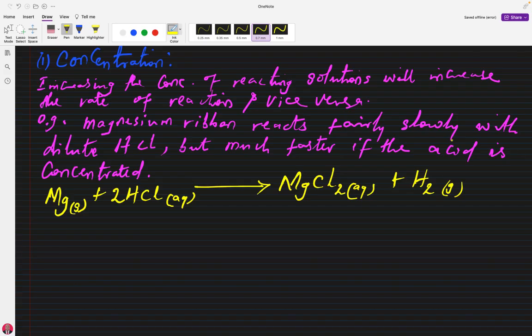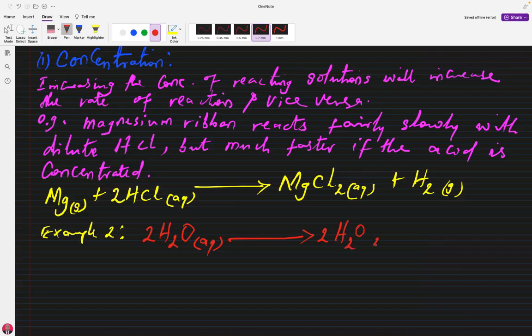Another equation, another example. Example 2 for this. Like what I've just described, this is hydrogen peroxide, which is aqueous. Dilute hydrogen peroxide gives water and a release of a gas, oxygen gas. So what is being used here? We are still talking of solutions.